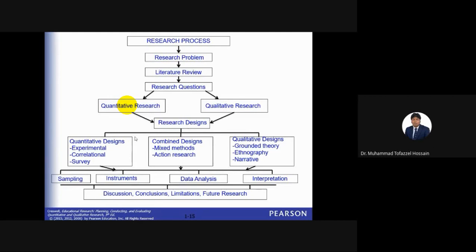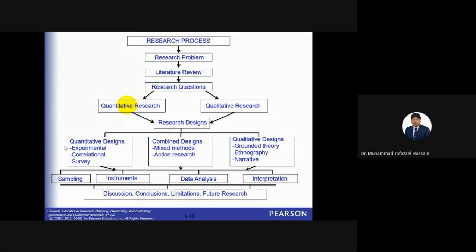So first, research designs. Quantitative designs: experimental, then correlational, and also survey. And qualitative: it may be grounded theory, maybe ethnographic study, it may be narrative. Then combined design, maybe the mixed methods, so both qualitative and quantitative. All theories of quantitative and qualitative can be applied here, and there can also be action research or maybe case study.